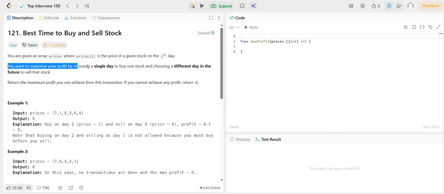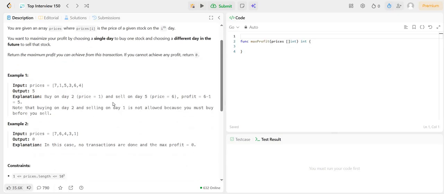Then you want to maximize your profit by choosing a single day to buy one stock, and choosing a different day in the future to sell. They have highlighted this. So if you are going to buy on 7, then you cannot sell on the same day, right? You have to sell on the upcoming days. If you are going to buy on 1, then you cannot go behind either, because they have mentioned the future day, only an upcoming future day you can sell. If you are not able to maximize the profit, then you can return 0.